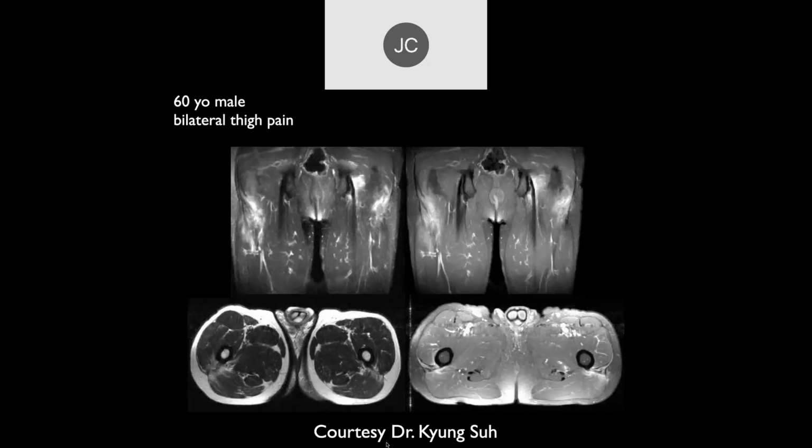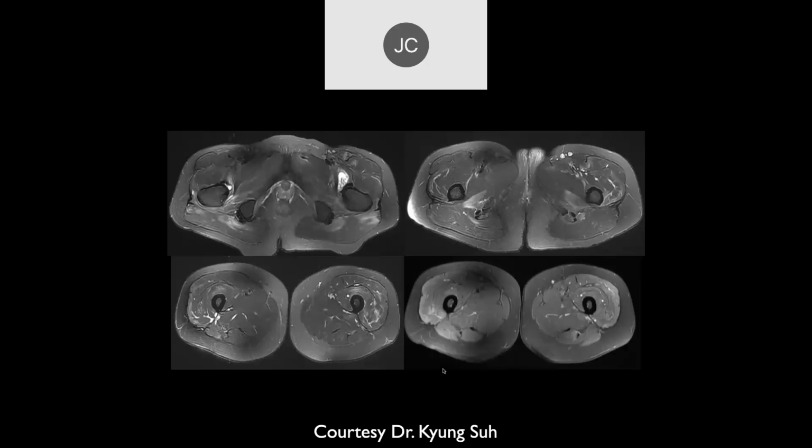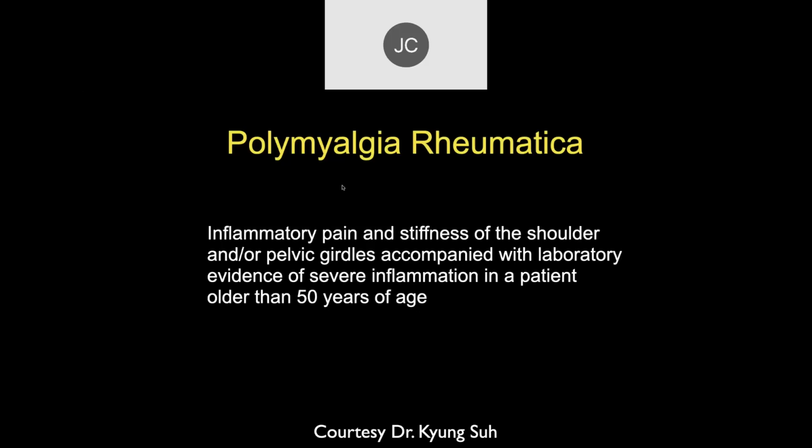Sixty-year-old male, bilateral thigh pain. So in the coronal images, we see edema in the muscles, in the gluteus maximus muscle, and a lot of the insertion of the tendon here, right? Yes. So another enthesitis, at the regions of the insertions. Maybe a little myositis and bursitis over here, and this is another polymyalgia rheumatica.